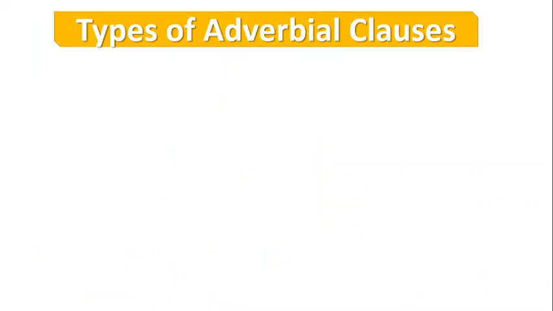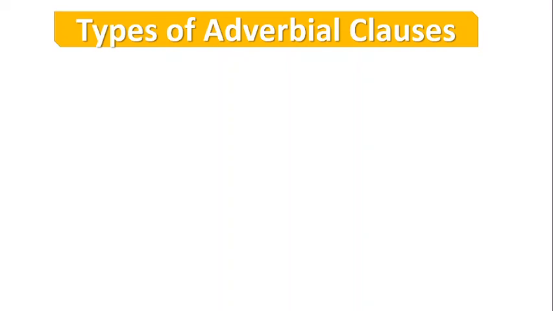Adverbial clauses are of various types and they perform the same function of modifying the verb in the main clause or the adjective or another adverb in the main clause of the complex sentence in which they occur. The verb, adjective, or adverb that they modify are in the main clause of the complex sentence. So let us see some types.